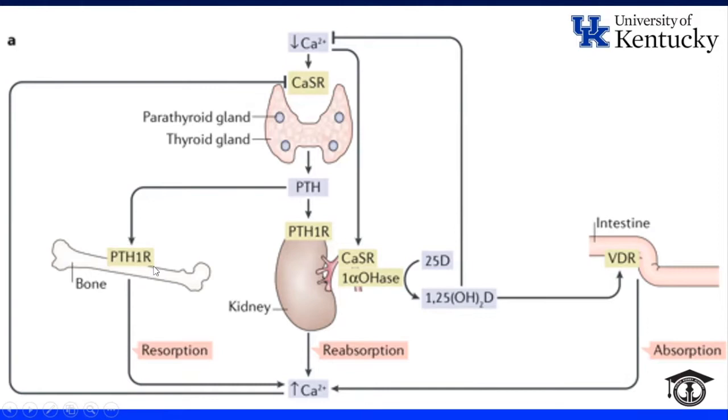There is very little or no PTH receptor in the gut, okay? So it works mainly directly on the kidney and on the bone. In bone, it induces bone resorption.